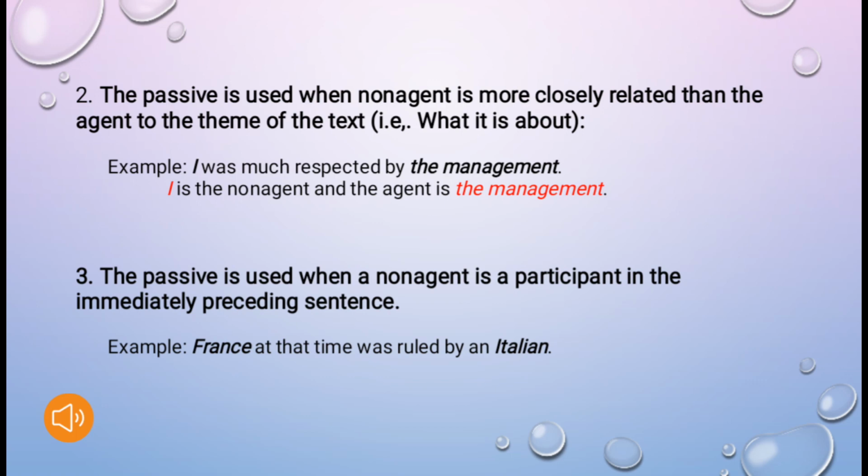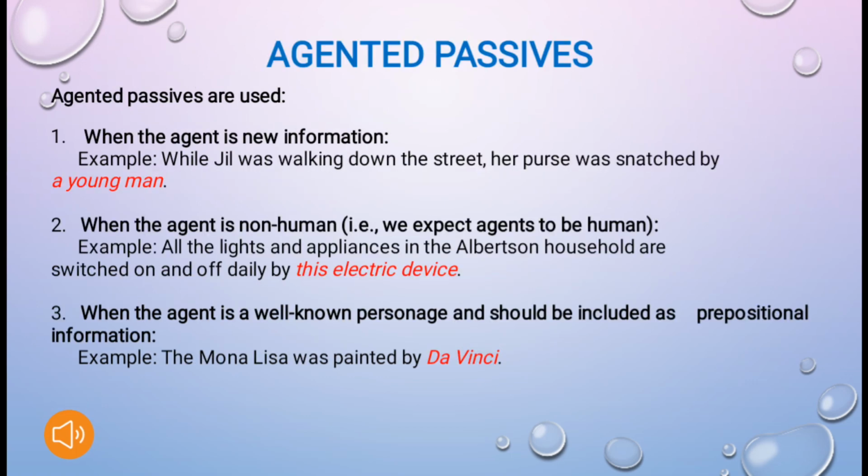France at that time was ruled by an Italian. So we can identify France as the direct object, and then the Italian there will be the indirect object. So therefore, the immediately preceding sentence is the Italian. And then the non-agent there is France, the subject of this sentence. So we are now done discussing the uses of passive. Okay, so let's proceed now to the agented passives.